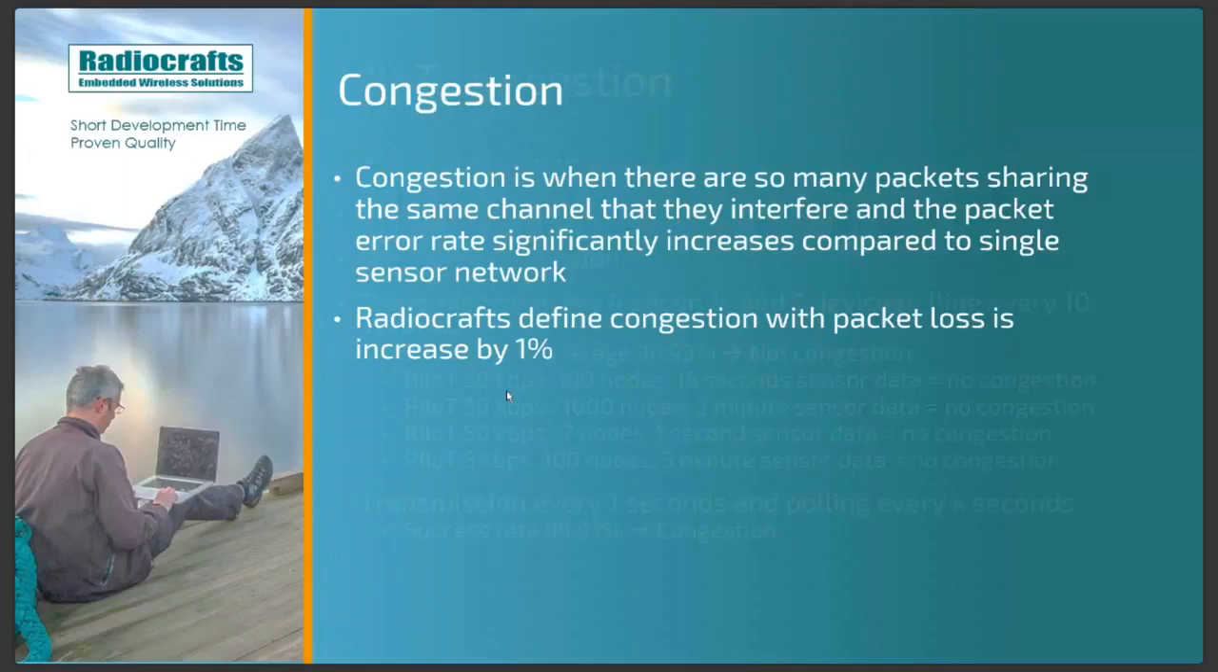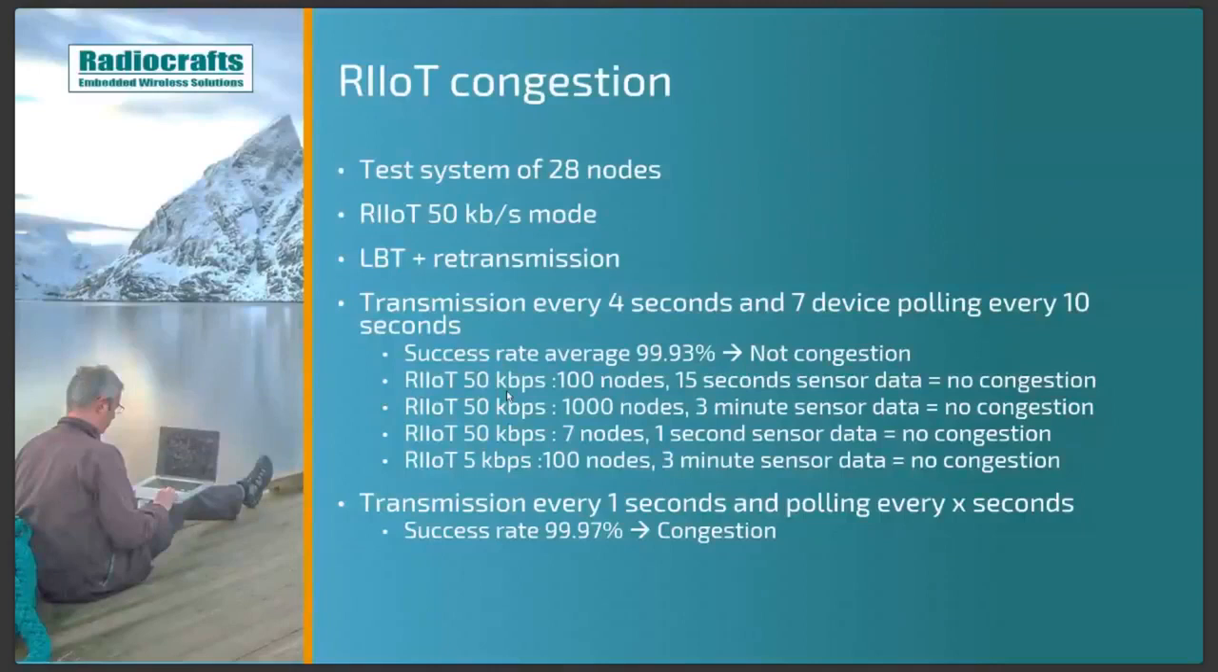We have our new wireless solution, called Riot, where we have analyzed congestion. We have a test system of 28 nodes running the Riot 50 kilobit per second mode. This is a long-range radio, which also uses listen before talk and retransmission. We have tuned them to send data every 4 seconds, and 7 of the devices poll for data, so they're sleeping and getting a downlink every 10 seconds.